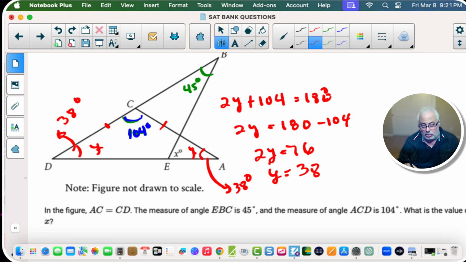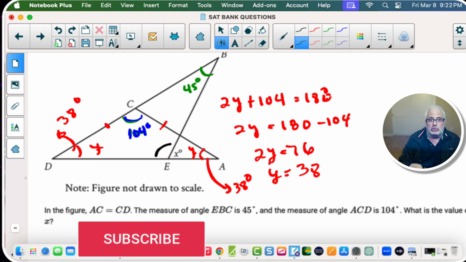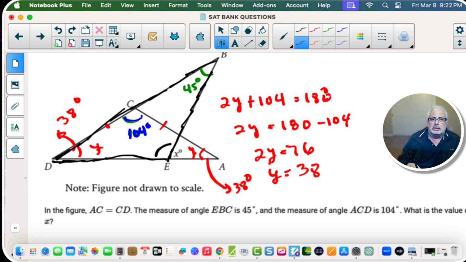What else? What is another hidden feature here? Okay, I need the x. But look at what happens. I can find this angle here that is linear pair with x. Why? Because I have the triangle DBE. So I have here 38, okay, and I have here 45, so I can subtract 180 minus 38 minus 45. And that will give me this angle here, Z.